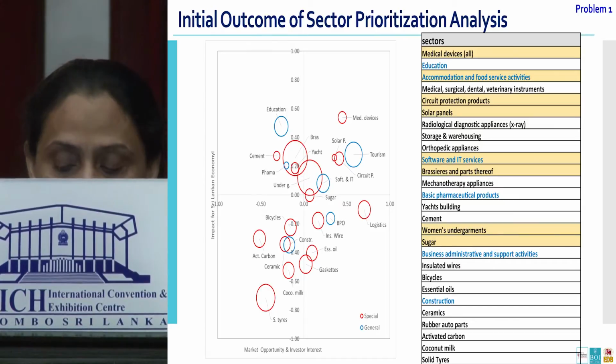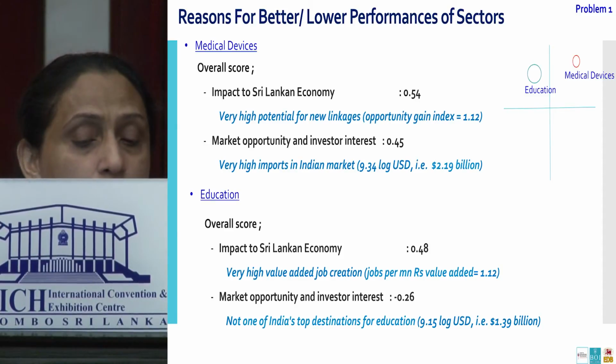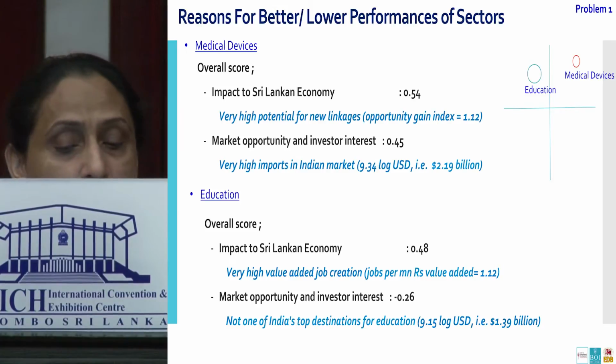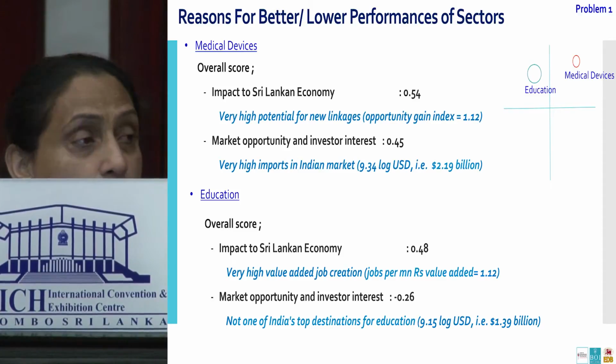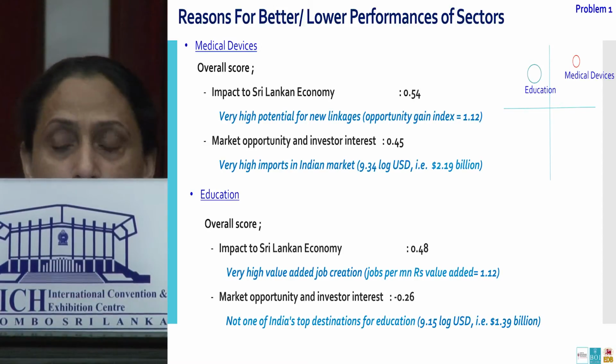analysis of this further. So for example, reasons for why medical devices have come to the top. When you take the impact on the Sri Lankan economy, the overall score comes to 0.54, mainly because of very high potential for new linkages, for which the opportunity gain index shows 1.12. And the market opportunity is also high, 0.45. And because of these reasons, it has come to the top right quadrant.